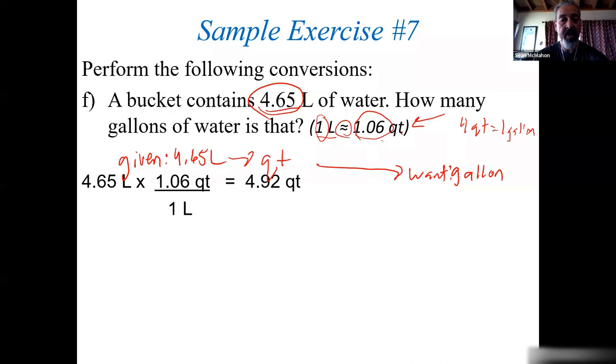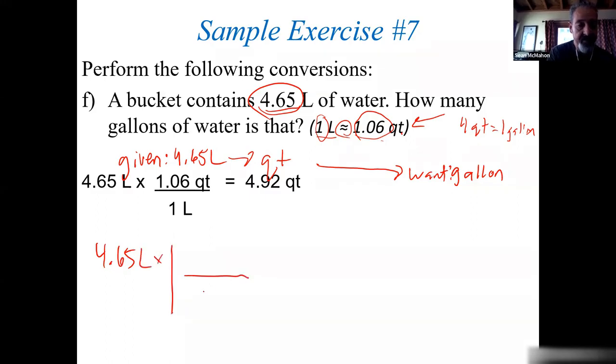Oh, I didn't finish this problem. I'm sorry, because it says how many gallons. So really, what I should do is I have 4.65 liters. If I want to cancel out liter, I need to go to quarts. So 1.06 quarts in 1 liter.